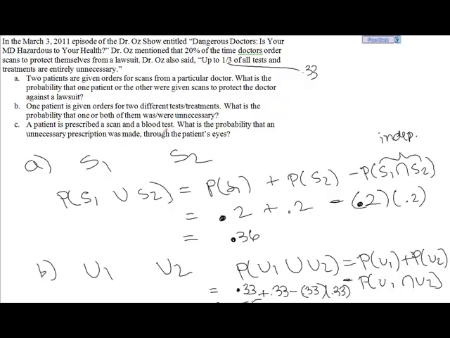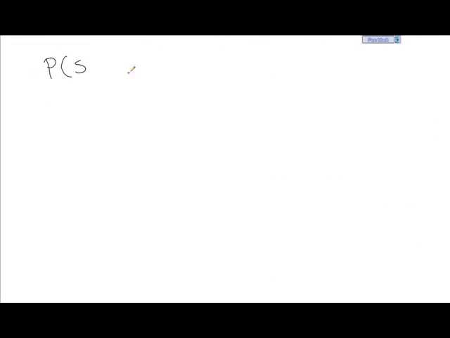In part C, we're asked about a patient who's prescribed a scan and a blood test. What is the probability that an unnecessary prescription was made through the patient's eyes? Well, that's going to be when a scan was done to protect the doctor from the lawsuit, or a blood test was drawn for unnecessary purposes. So that's going to be basically the probability that the scan happened, or, gotta be kind of careful here with our union sign, or the blood test was simply unnecessary.